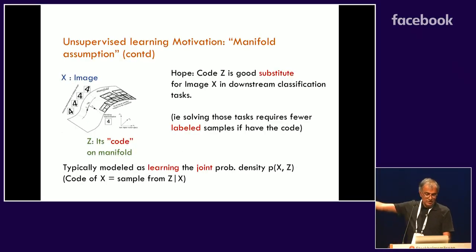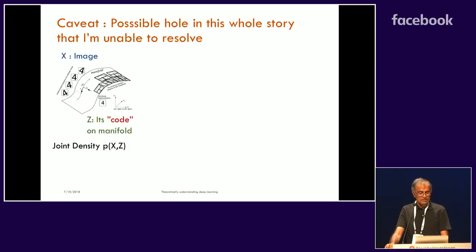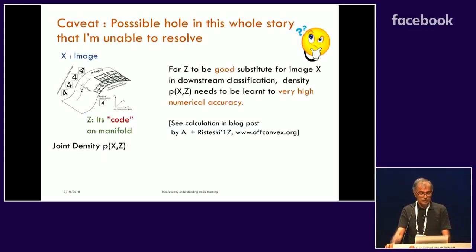As you know, I described the motivation here, and people think of it as learning this density, the joint density. And the possible hole in this theory that I've been unable to resolve is the following: if you're going to use this code as a good substitute for the image in downstream classification, then this density P(X,Z) needs to be learned to very high numerical accuracy. Because you're going to use this code Z in some downstream task, and you don't know what the task is. So it seems like you need to really learn the code Z to very high accuracy.